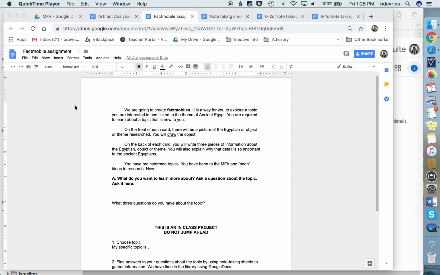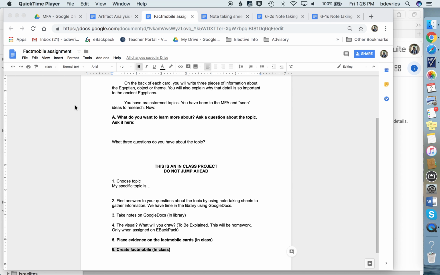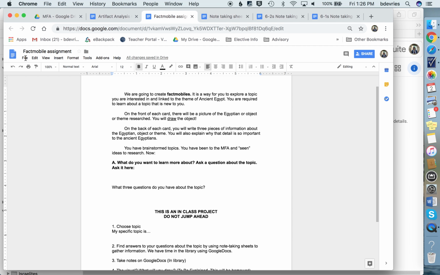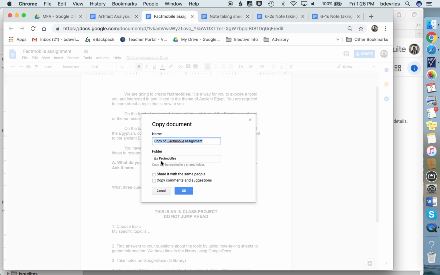I'm going to show you a new way of how to take notes for this FactMobile project. Right now you have the assignment. It should be in your handout folder. You can make a copy of it by going to File, make a copy, and then put that in your completed folder so you have that. So make sure you're doing that properly, first of all, okay?